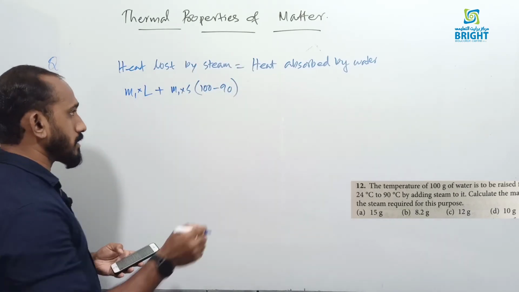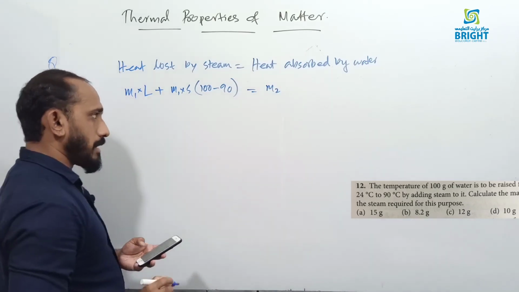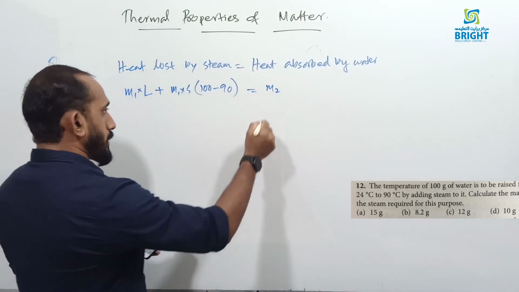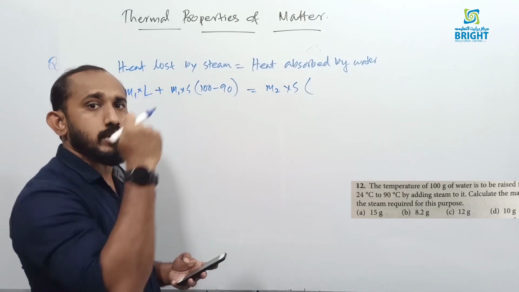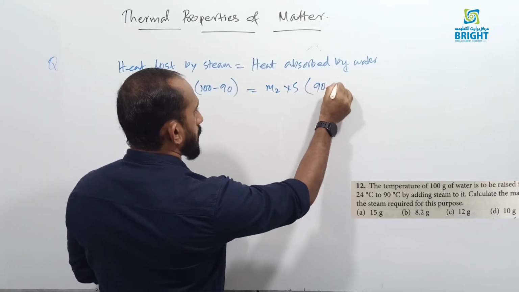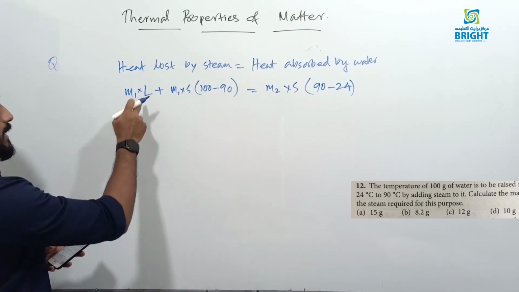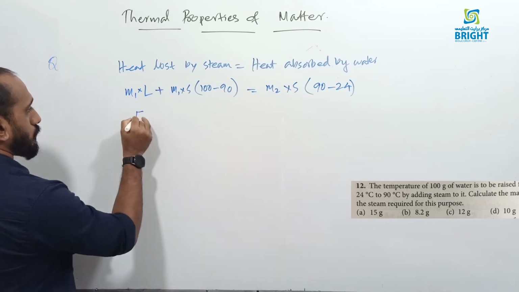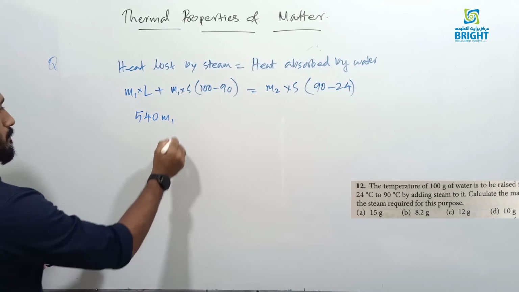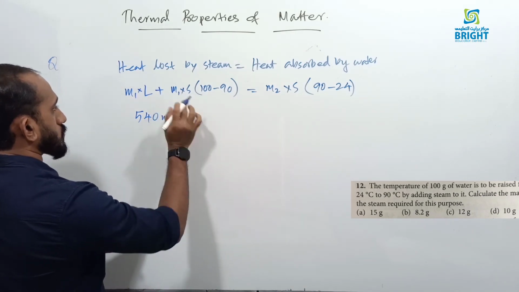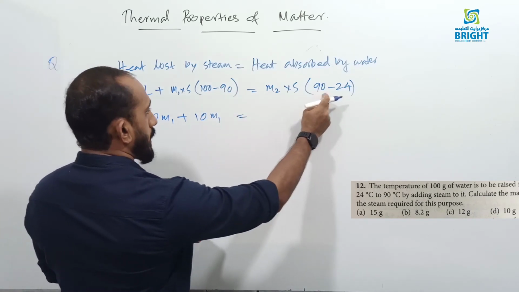So 2 processes happen there. This will be equal to the heat absorbed by the water. I am putting M2 as the mass of the water, into S into its temperature change from 24 to 90, so the change will be 90 minus 24. That is the equation you can write. Now the latent heat of steam is equal to 540. So 540 into M1 plus 100 minus 90 into 1 into M1, that will be 10 M1, is equal to 90 minus 24.